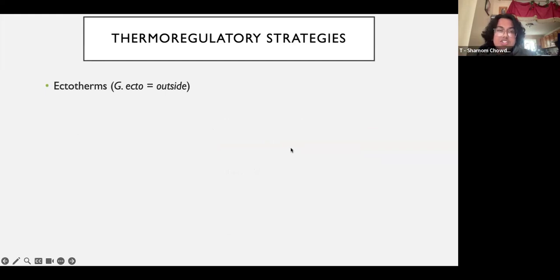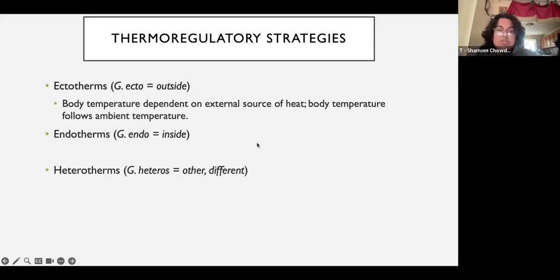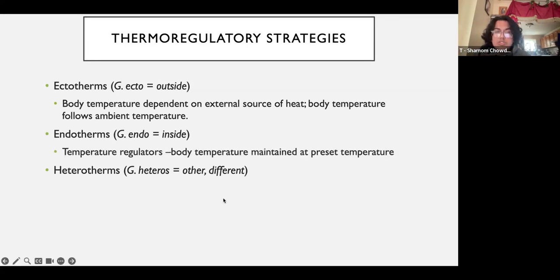So there are lots of strategies for how our body regulates temperature. There are ectotherms, endotherms and heterotherms. Ectotherms' body temperature depends on an external source of heat, so your body temperature follows the temperature of the outside environment. There are endotherms, which are temperature regulators, so your body temperature is maintained at a preset temperature. That's humans. Our body temperature likes to remain at that 37 degrees Celsius limit.